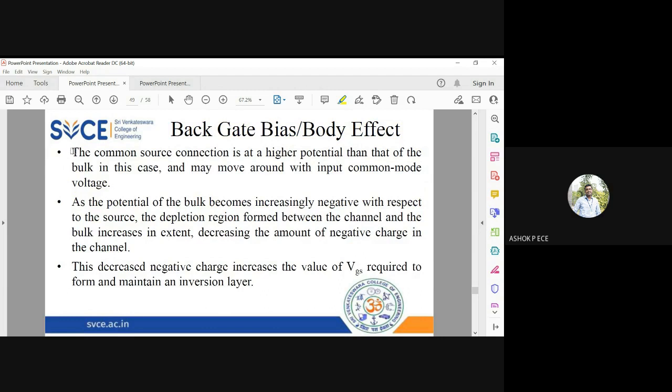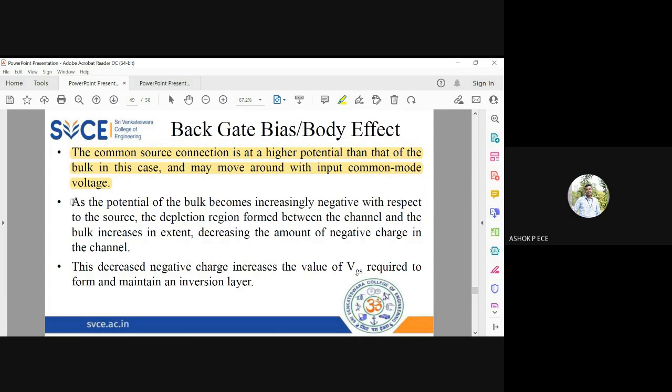So common source connection is at a higher potential than the bulk and may move around with input common mode voltage. Just like the common emitter configuration, in common source you find that at the source side you have a larger potential than the bulk, because both are not connected. If both are connected, the voltage at the bulk will be equal to the voltage at the source. But since both are not connected together, the voltage present at the source is going to be very high compared to the voltage in the bulk region.